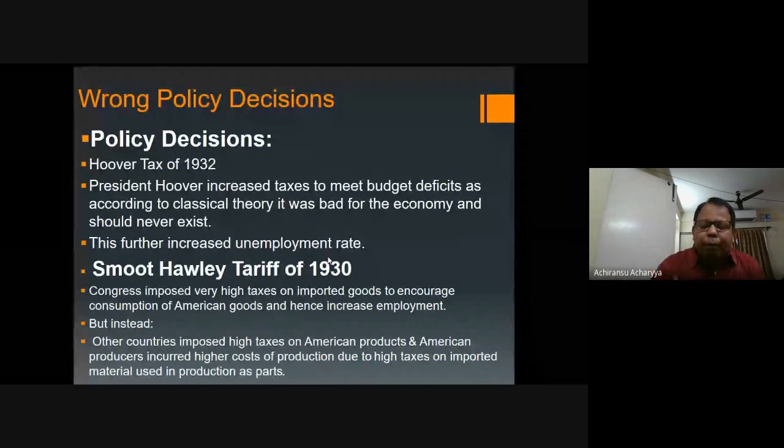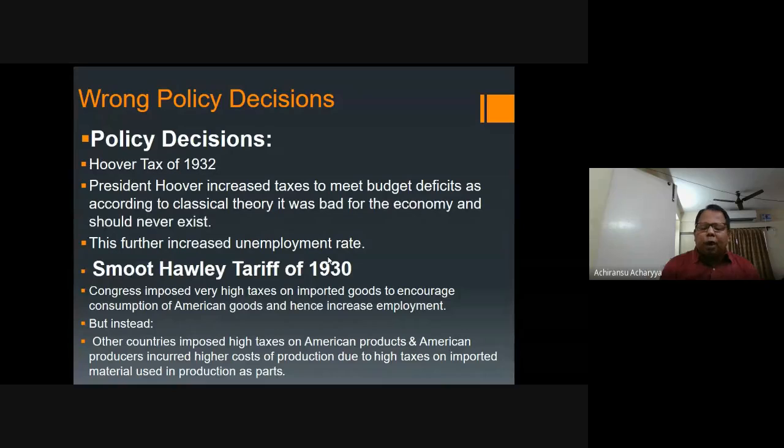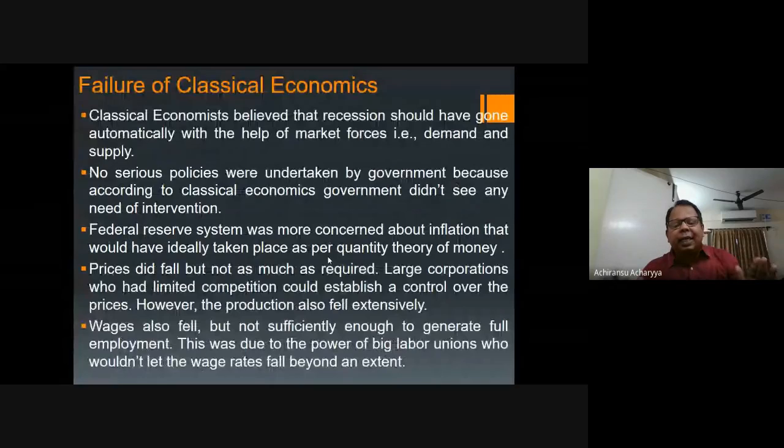Other countries also imposed high taxes on American products, and American producers incurred higher costs of production due to high taxes on imported materials used in production as parts. So basically, this was the end of classical economics. It was a failure of classical economics. Classical economists believed that recession should go away automatically with the help of market forces, that is demand and supply. No serious policies were undertaken by the government because, according to classical economics, the government didn't see any need for intervention.